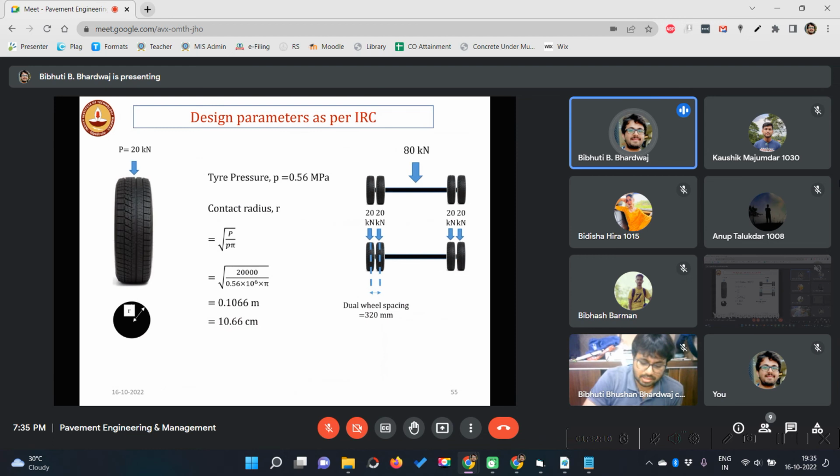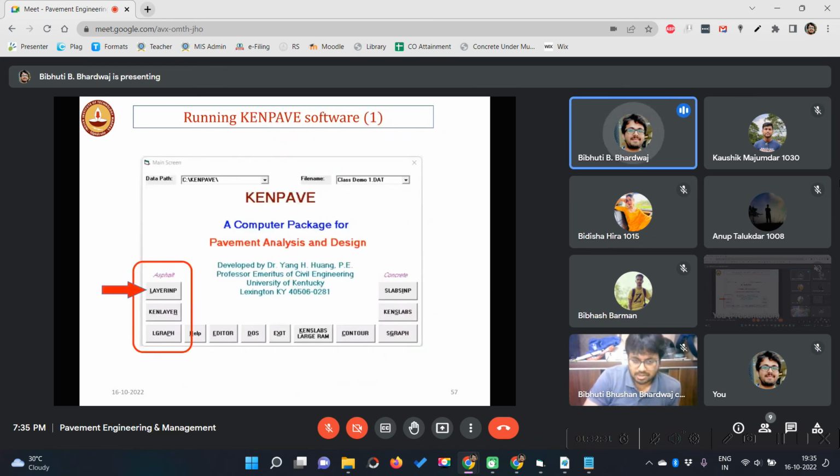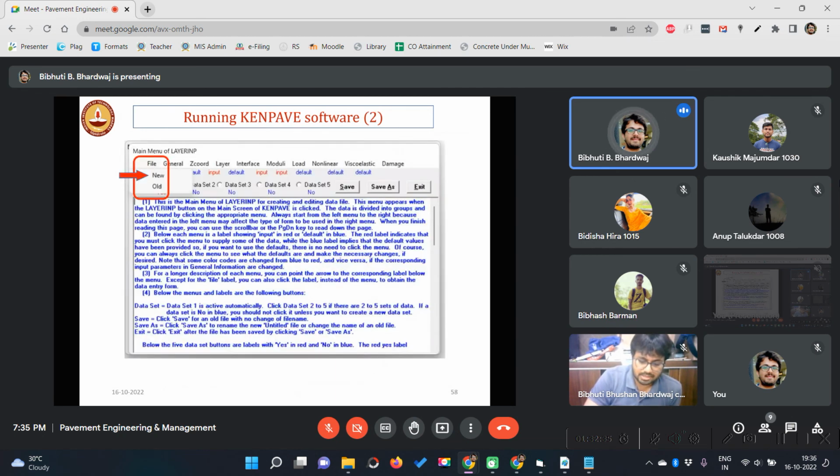Then what are the different parameters that are required in KENPAVE. So we also calculated the coordinates of different critical points in our pavement. So these are the points, 6 points. So for that we have used KENPAVE. So these are the things.